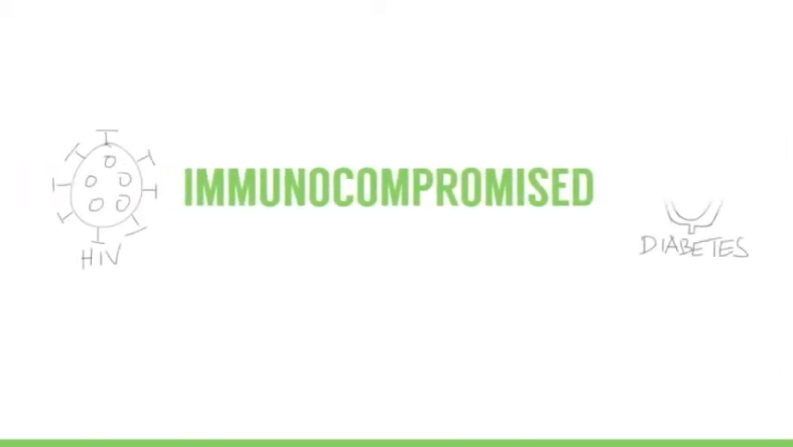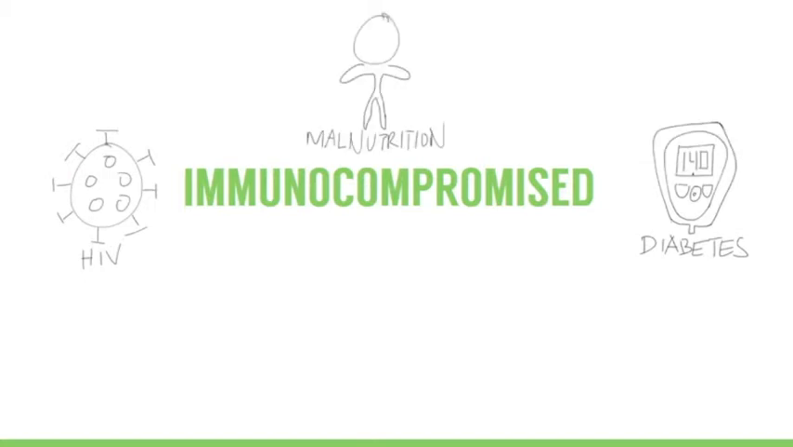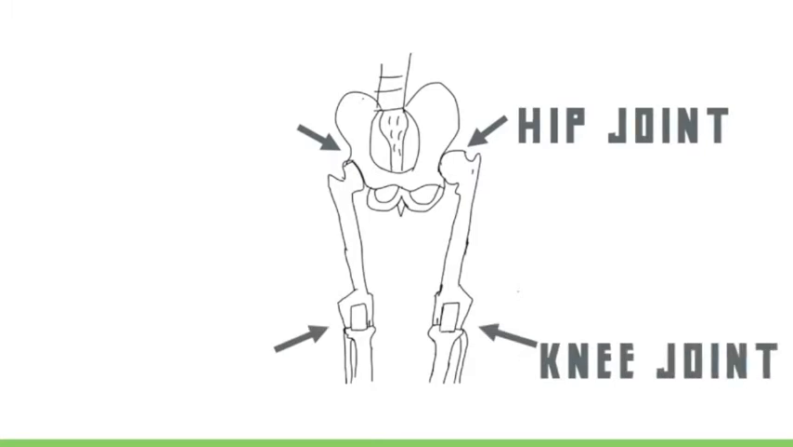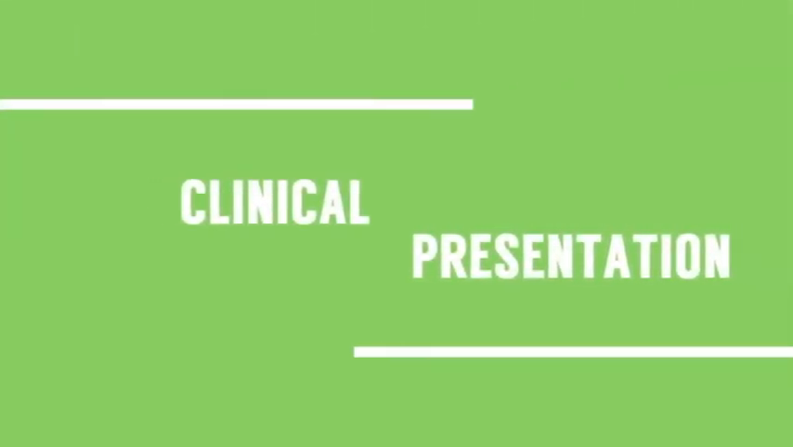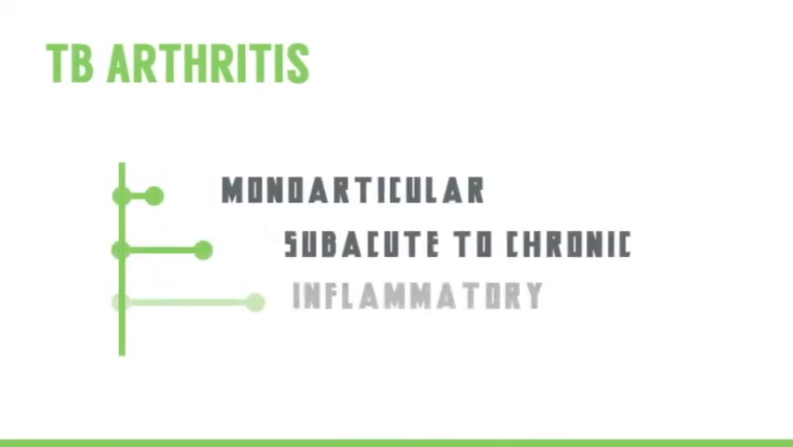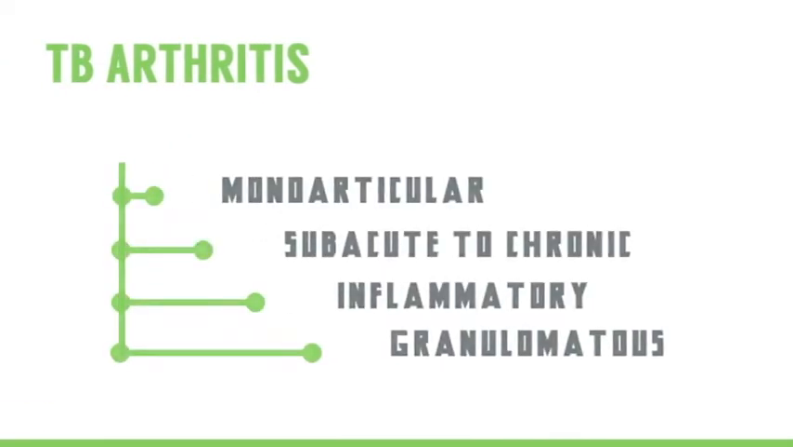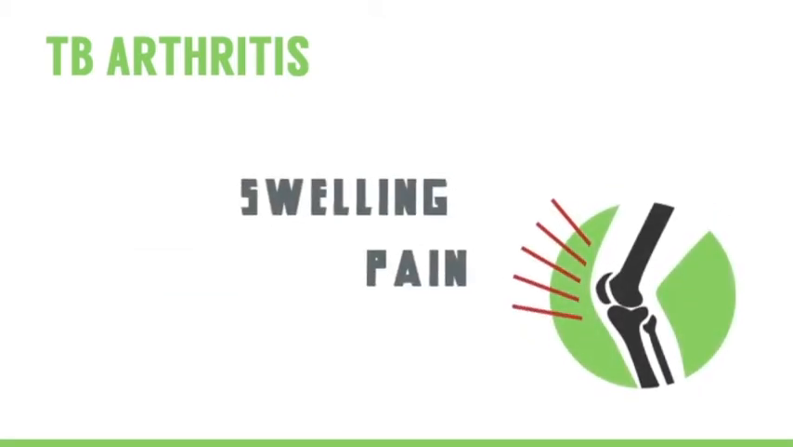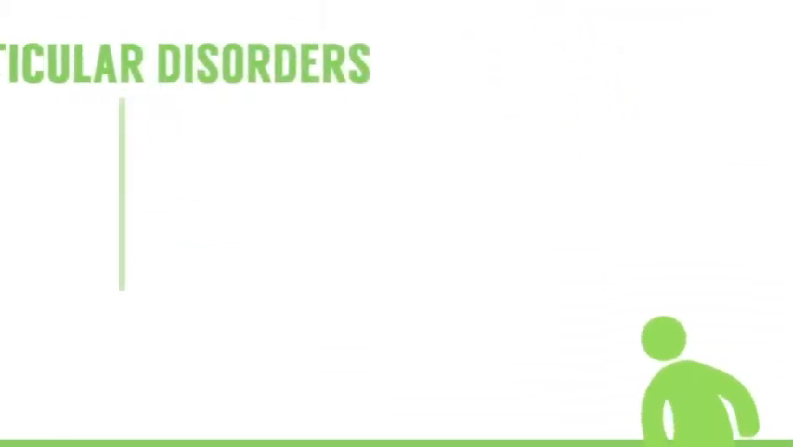It often occurs in patients with immunocompromised states, and it commonly affects the weight-bearing joints such as the hips and knees, and if left untreated, this disease may eventually lead to joint destruction. TB arthritis is a monoarticular, subacute to chronic inflammatory granulomatous condition. Swelling is progressive and pain develops over months or years.